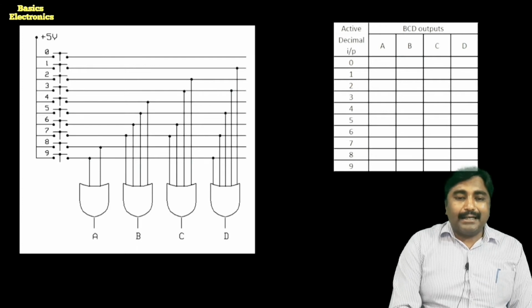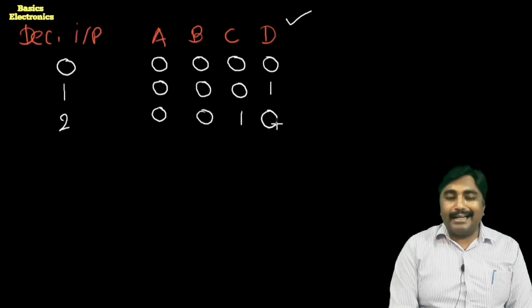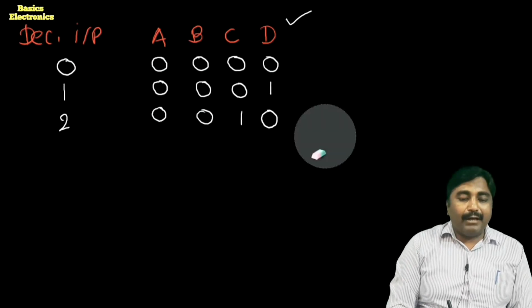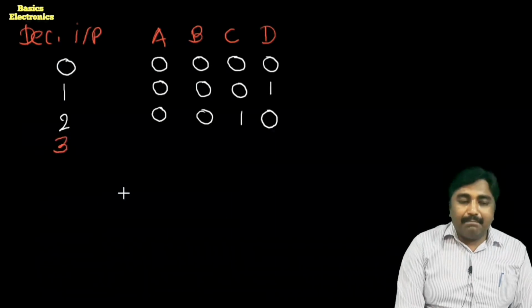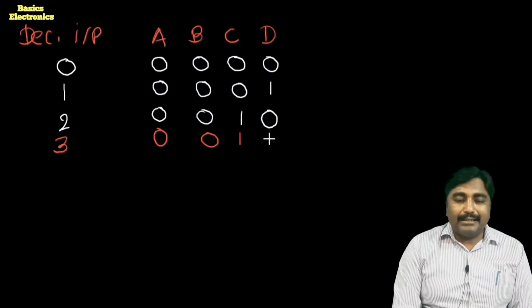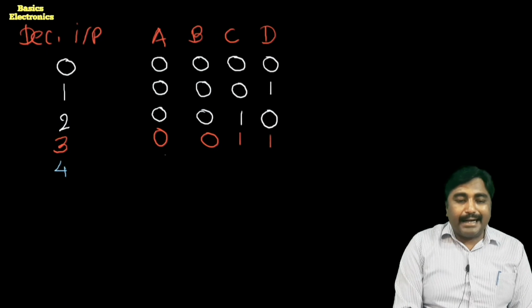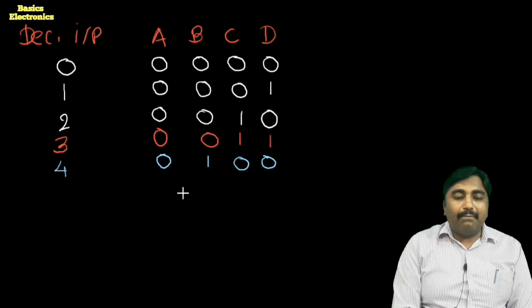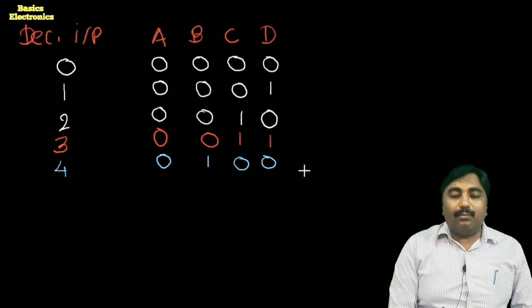That output is A equal to 0, B is 0, C is 1 and D is equal to 0. When we apply the decimal input 3, meaning we press the decimal input 3, at that time we get the output 0, 0, 1, 1, that is C is 1 and D is equal to 1. When we press the decimal input 4, at that time we get 0, 1, 0 and 0.